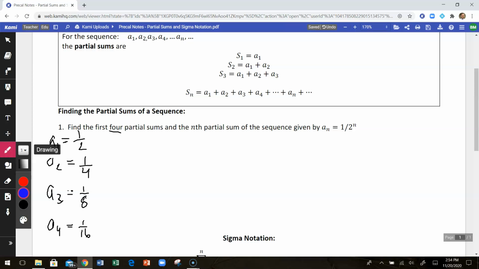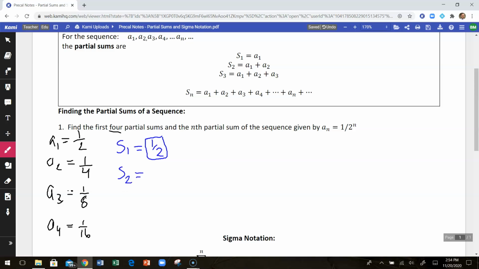So the first partial sum is the same as the first term. It's just the sum of the first one term, so that would just be 1/2. The second partial sum is to take the first two terms, 1/2 and 1/4, and add those together. So 1/2 plus 1/4 would be 3/4.